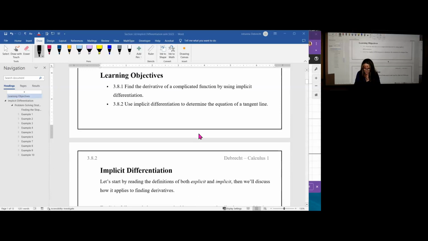You'll see down here that we have relatively few learning objectives for this particular section. Namely, find the derivative of a complicated function by using implicit differentiation. Now, it could be that it cannot be solved for y explicitly. So implicit differentiation is our only way to find the derivative. Or it could be something where maybe it could be solved for y directly, but it would either greatly complicate the expression or make the derivative more difficult to find, in which case maybe implicit differentiation is better.